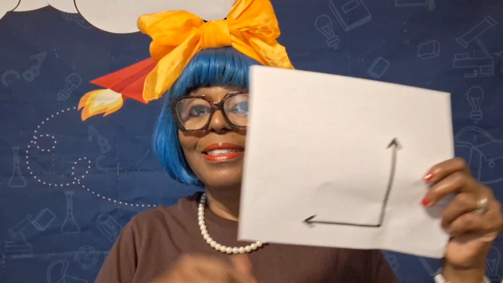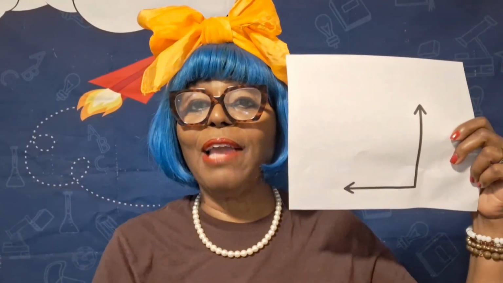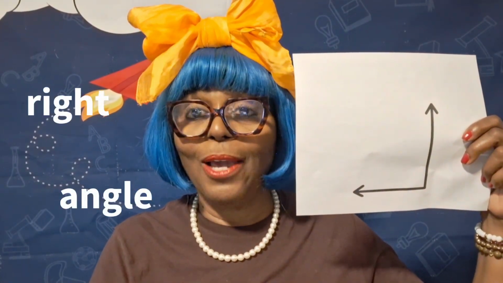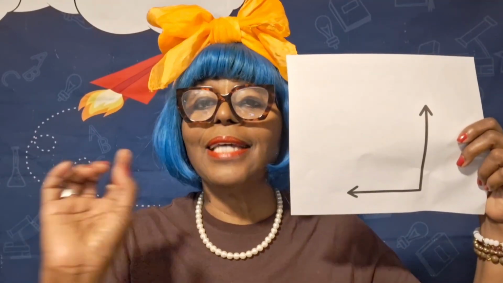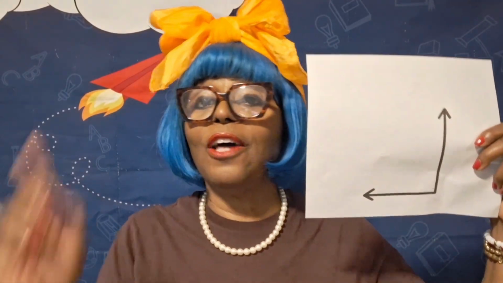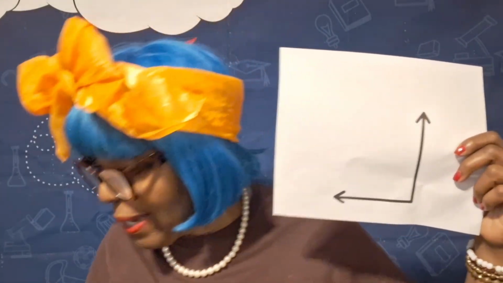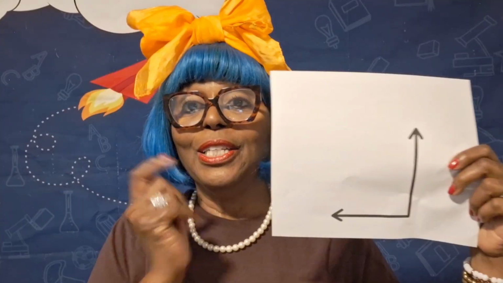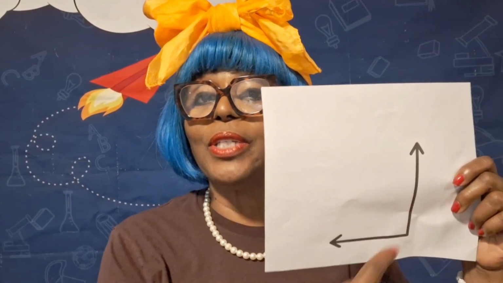So today, boys and girls, we're going to learn about right angles. This is called a right angle. Can you say that word? Right angle. It's really two words, right angle. Say it, right angle. Very good. Tell the ceiling, right angle. Tell the floor, right angle. Tell the wall, right angle. Tell the door, right angle. Very good. It's called a right angle.